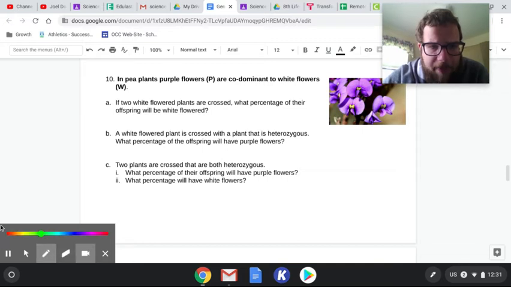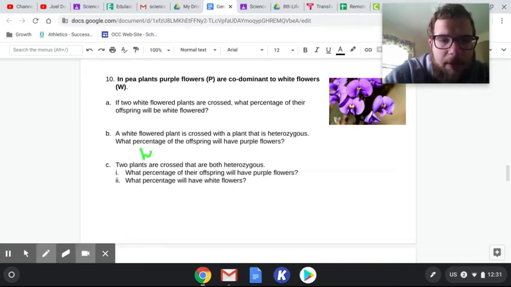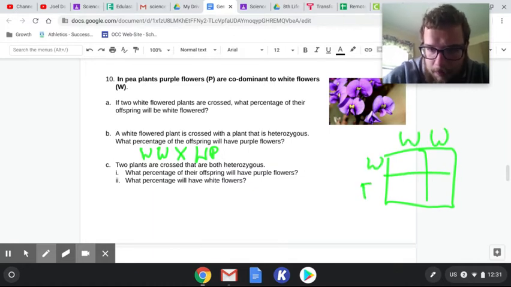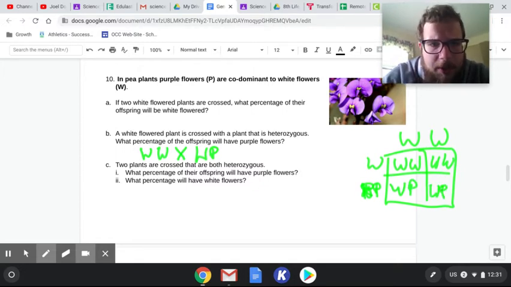Second part here, a white flowered plant is crossed with a plant that's heterozygous. So we've got WW and we've got WP. Let's go ahead and do a Punnett square for this. I was thinking about wrinkled seeds. So we've got WW, WW, WP, and WP. What's the question here? What percentage of the offspring will have purple flowers?